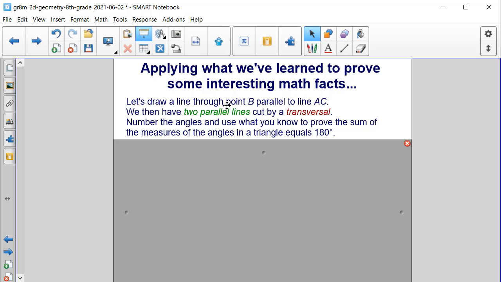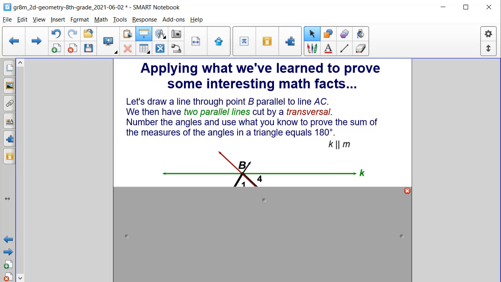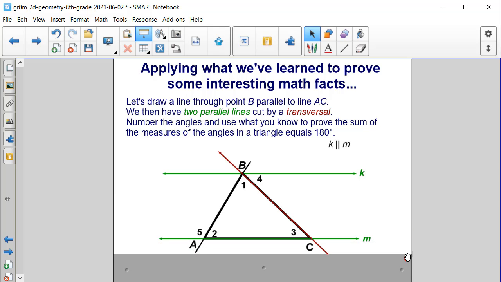Let's draw a line through point B that is parallel to line AC. So we had our triangle, there's point B, so we're going to draw a line through it to make it parallel to the opposite side AC. And then we number the angles in our triangle 1, 2, 3, and then a few extra angles outside of the triangle, such as angle 4 and 5.